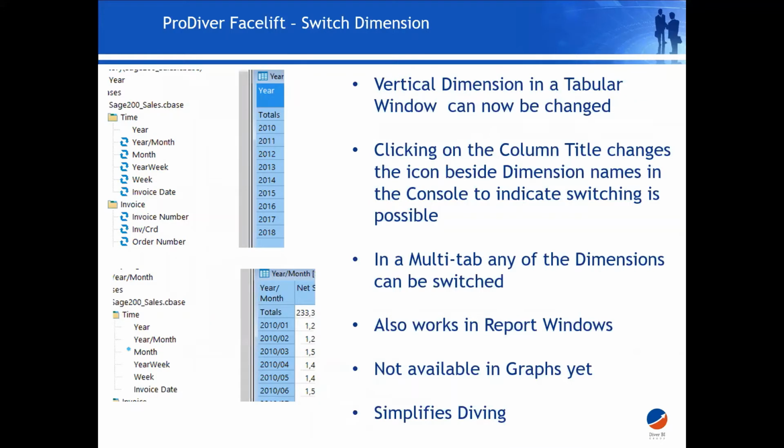Switch dimension is a very, very powerful function within ProDiver now. So the vertical dimension in the tabular window can be changed. This is done by clicking on the title of the dimension on the column you want to change and using the console to choose its replacement. A new icon appears, and the down arrows now change to circular arrows, meaning that you can switch dimensions.